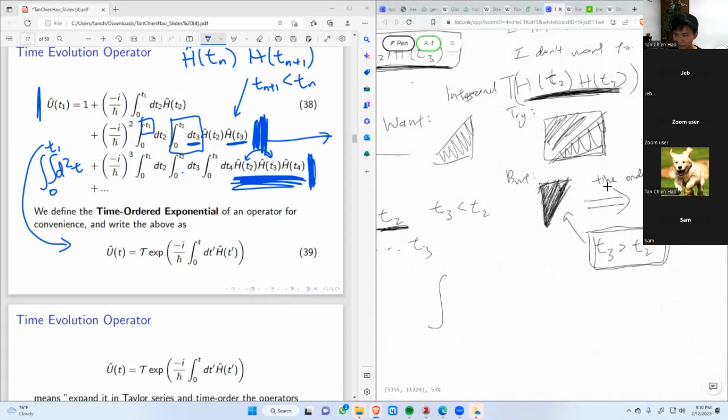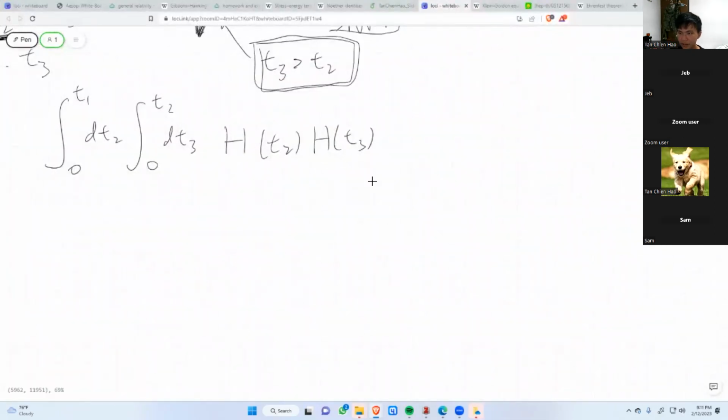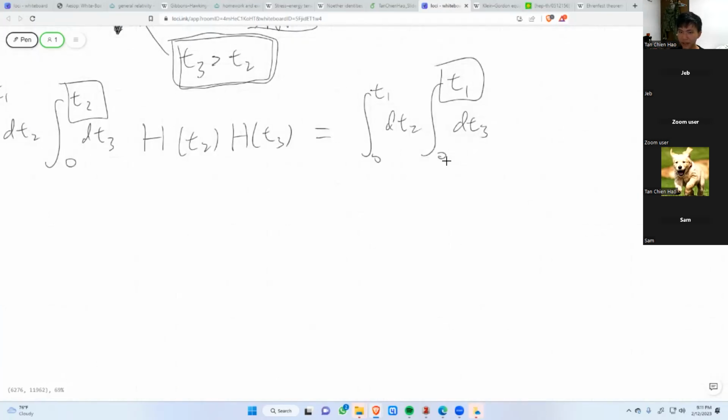So essentially, the upshot of all this is that the integral from 0 to t1 of dt2, integral from 0 to t2 of dt3 of h of t2 and h of t3, this expression, is actually equal to the integral from 0 to t1 of dt2, integral from 0 to t1 this time, of dt3. You notice the change in the limits of integration of t3. I now integrate over a square instead of a triangle, of the time ordered h(t2) and h(t3).